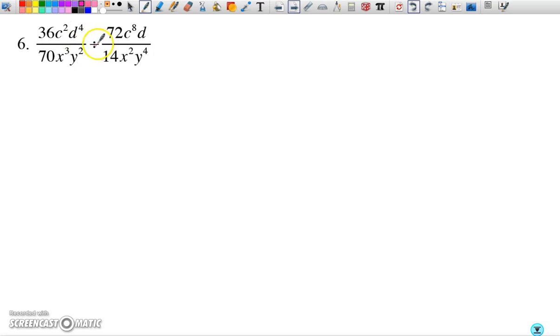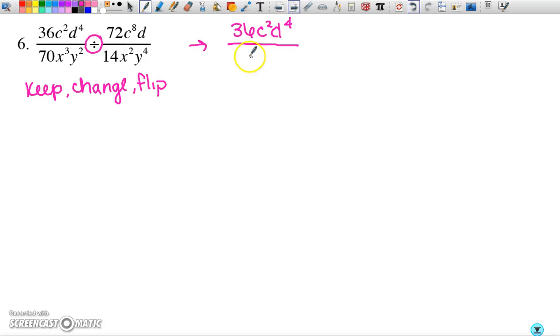So in number 6 we have division, and remember division means to multiply by the reciprocal. So we need to keep, we need to change to multiplication, and then we need to flip our second fraction. And so when we do that, remember keep means keep your first fraction exactly as is. So I'm not changing anything to it, leaving it. Changing to multiplication, and you only do this when it's division, and then you flip your second fraction so that now your denominator is your numerator and vice versa. So now it's 14x squared, y to the 4th over 72, c to the 8th, d.